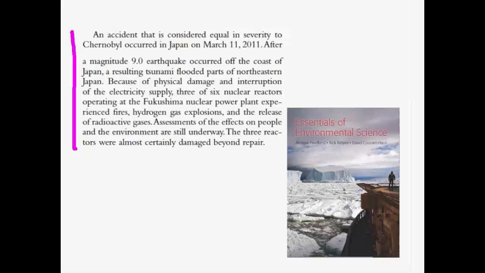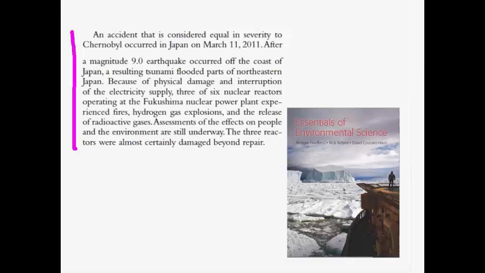Here's what I did, because from the time the AP environmental science textbook came out and we wrote a college textbook called Essentials of Environmental Science, I had to boil down some relatively new information, because I think I was doing this in April or May of 2011. The book came out in January of 2012, our college book, and I had to boil it down to some information. So you're making decisions, and I was able to say that an accident that is considered equal in severity to Chernobyl occurred in Japan on March 11th, 2011, and I think that still is true.